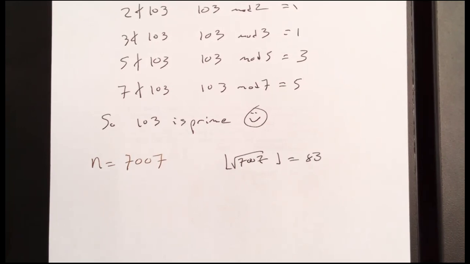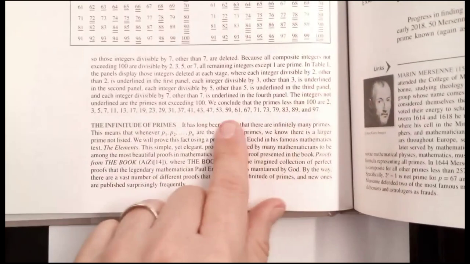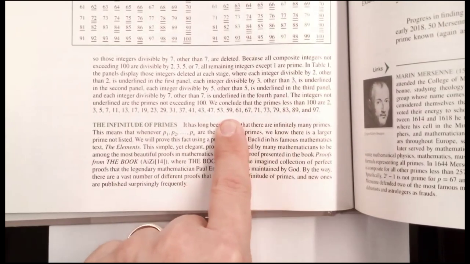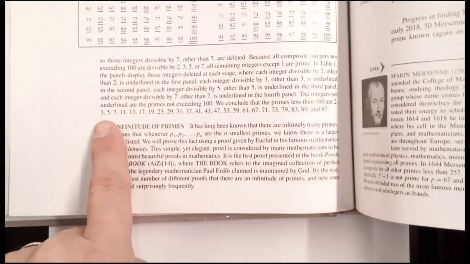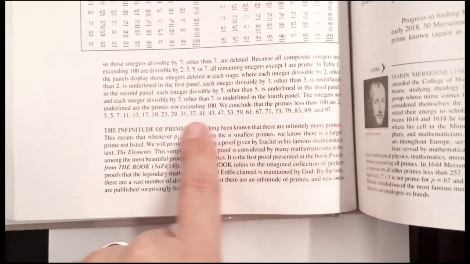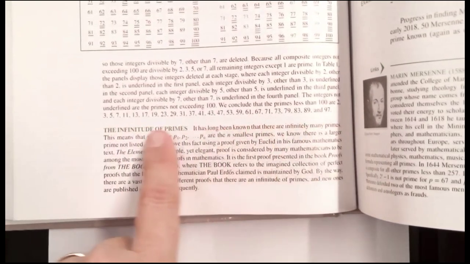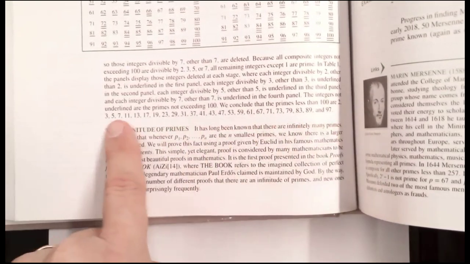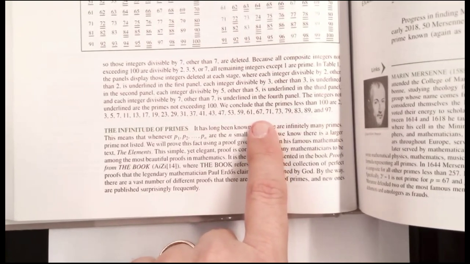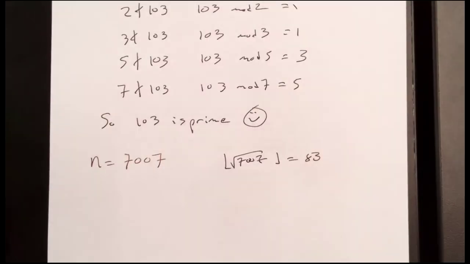Page 274 shows a list of the prime numbers under 100. Right here. Right above the break paragraph here at the bottom of page 274. So I have a list. I need all the prime numbers up to 83. Let's start dividing.